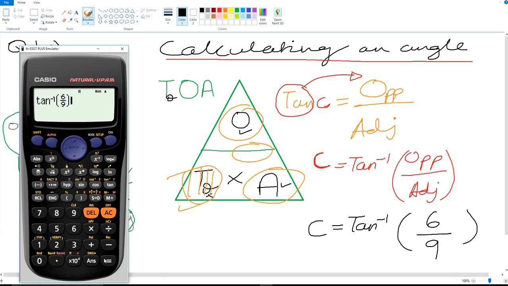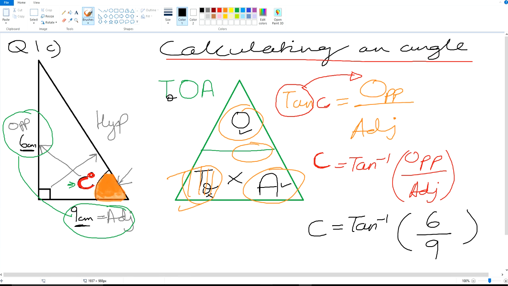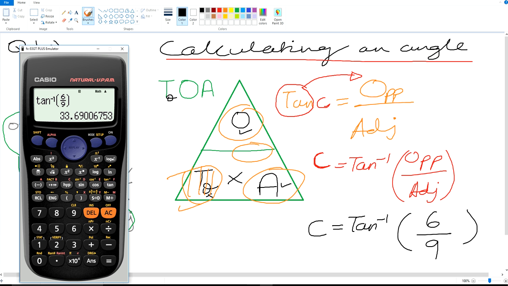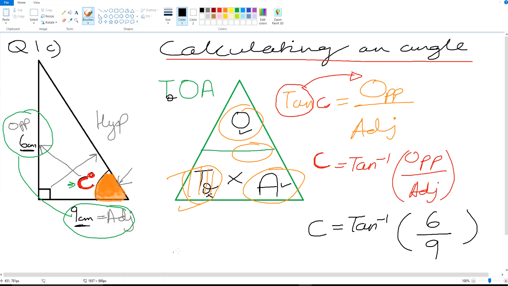And we press the equal button, and that gives us an answer of 33.690, so C equals 33.690 and so on. Now this is the angle. We don't normally need to know the angle to 2 or 3 decimal places. 1 decimal place is normally more than sufficient. So we're going to stop here.